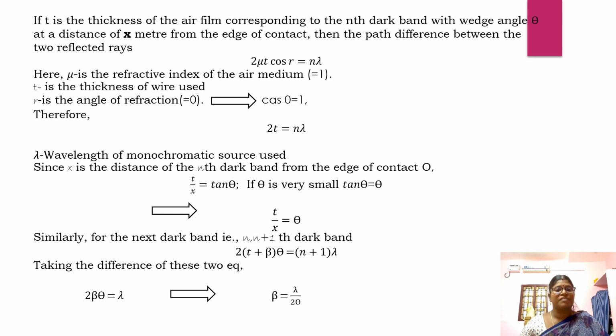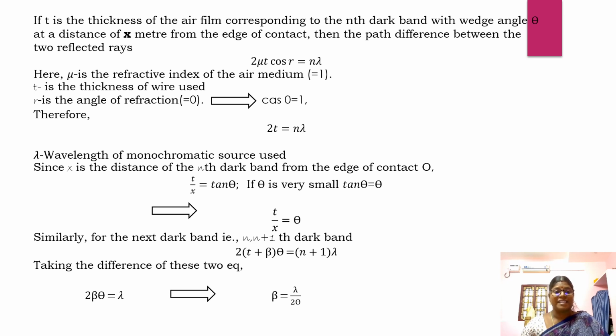T is the thickness of the wire used. R is the angle of refraction. So the angle of refraction will be approximately equal to 0. So the value of cos 0 is equal to 1. So therefore the path difference equation will be modified into 2t is equal to n lambda. Lambda is the wavelength of the monochromatic light source used.